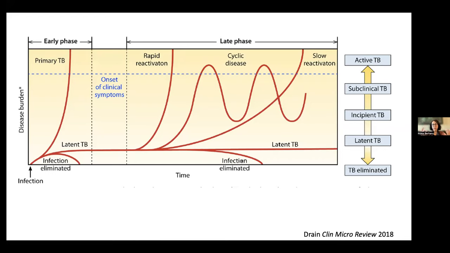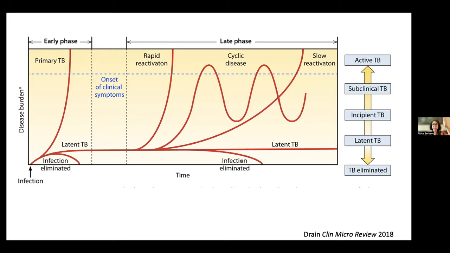So in his framework, in his model, Paul Drain suggests that some people don't even progress to latency, that there's early elimination of TB in a percentage of people, and that others progress very rapidly from early infection to primary TB disease.